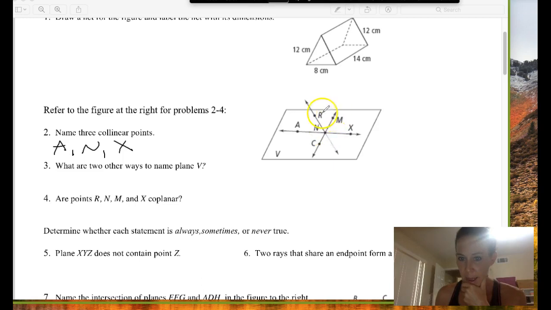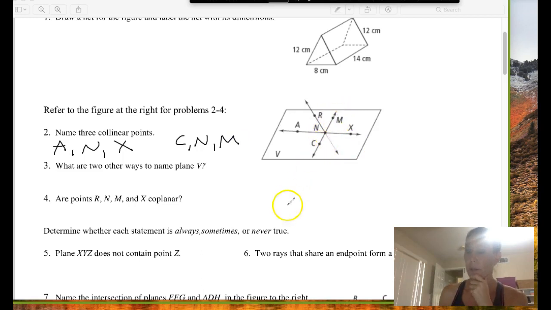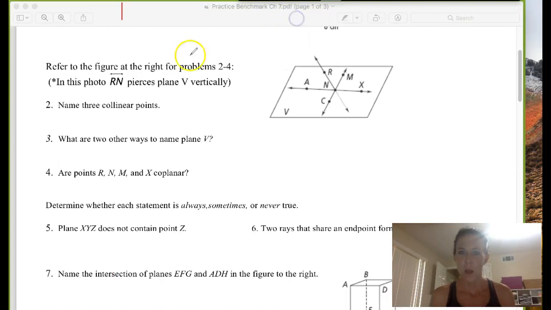C, N, M. C, comma, N, comma, M. Those are 3 collinear points. R, N, if there was a third on this line, we could do it, but the dot means it's underneath that plane. Okay, guys, I went back and added a little explanation for this picture. You can see that this line is piercing through this plane. It might look like this line is on the plane, but it pierces through. So in the photo RN, this line pierces plane V vertically. It's not lying on the plane. So just make sure you see that in the picture.